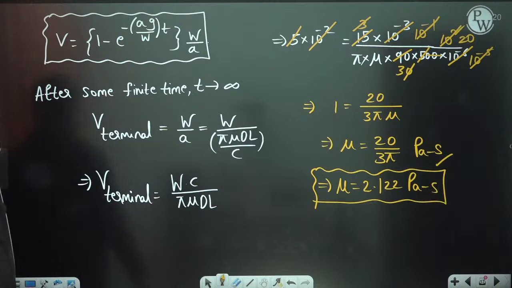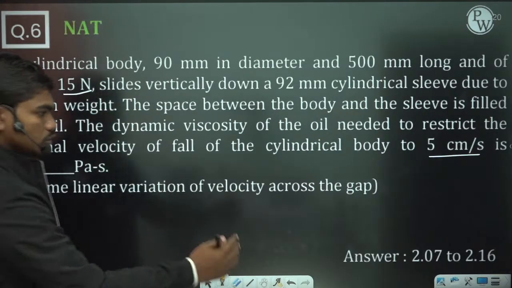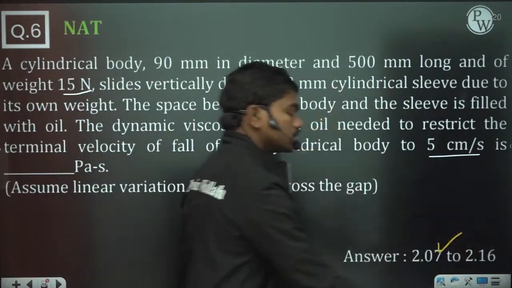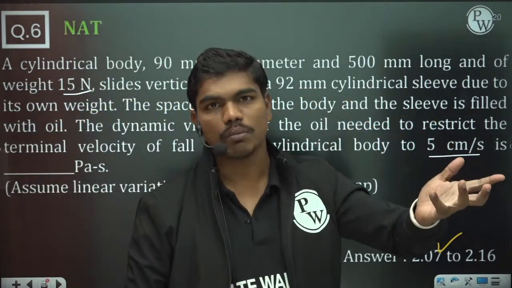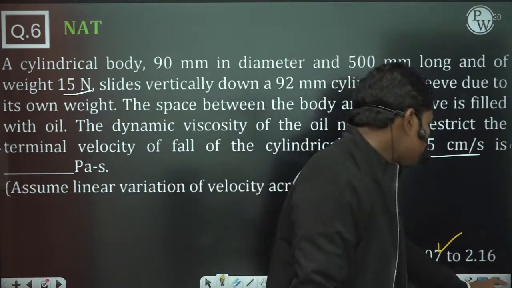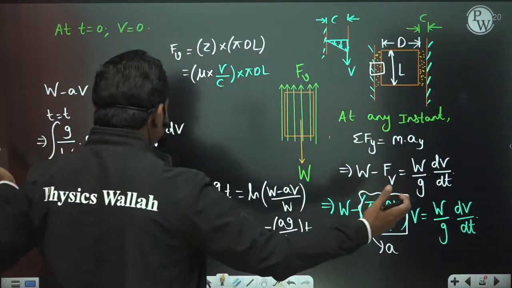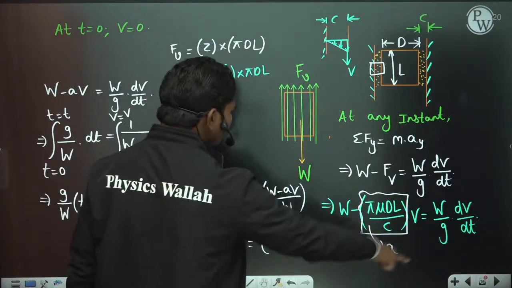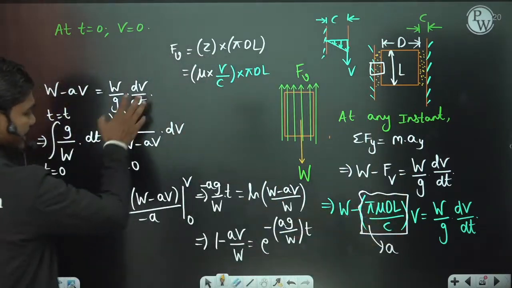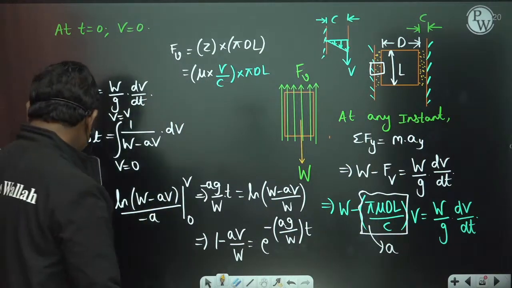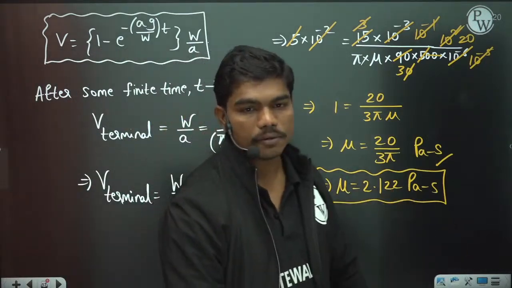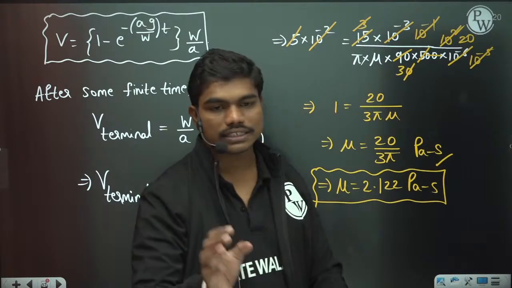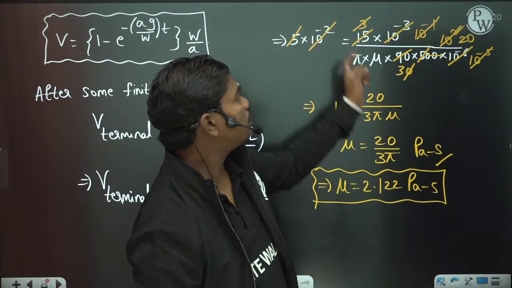If you check the answer, yes, 2.12 is in between this range. Practically, if I substitute some formulas, you don't know how those formulas come. But here, just by simple force analysis, we haven't done anything else. We have written the equation of motion and just integrated this, that's it. After integration, it is directly the substitution and calculations. Clear?